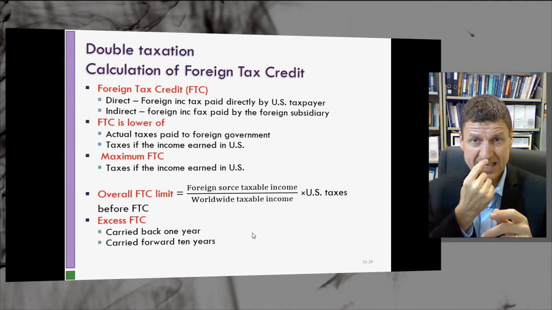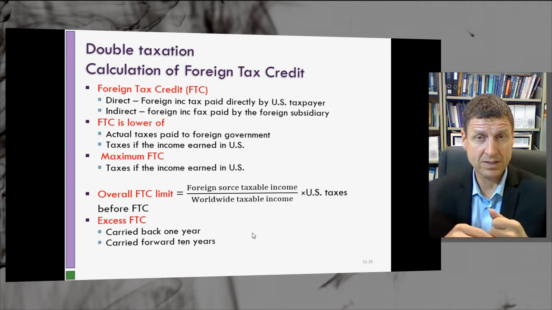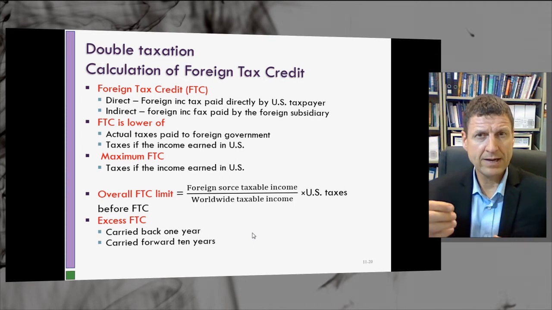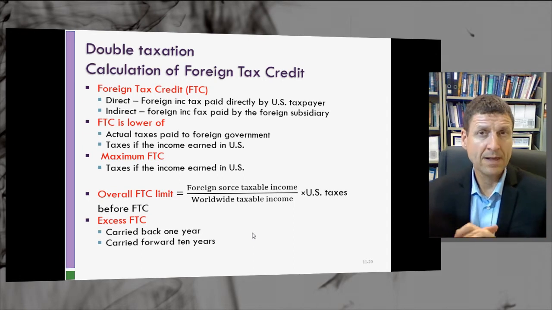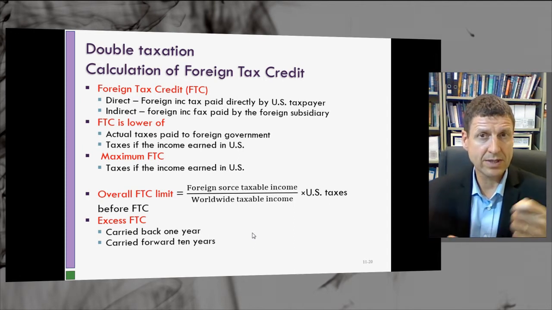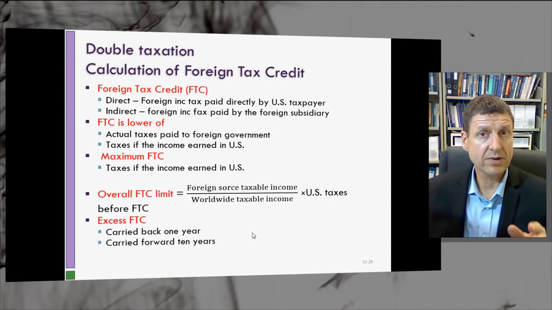So US taxable corporate rate 35%. If you earn $100, you pay $35. If you paid 37% tax in another country, then your credit is only going to be $35. That's basically what this is saying. If you only paid $32 of tax, 32% in another country on $100, your credit is only $32. So that's what we mean by FTC: the lower of taxes paid to the foreign government or taxes if the income is earned in the US.